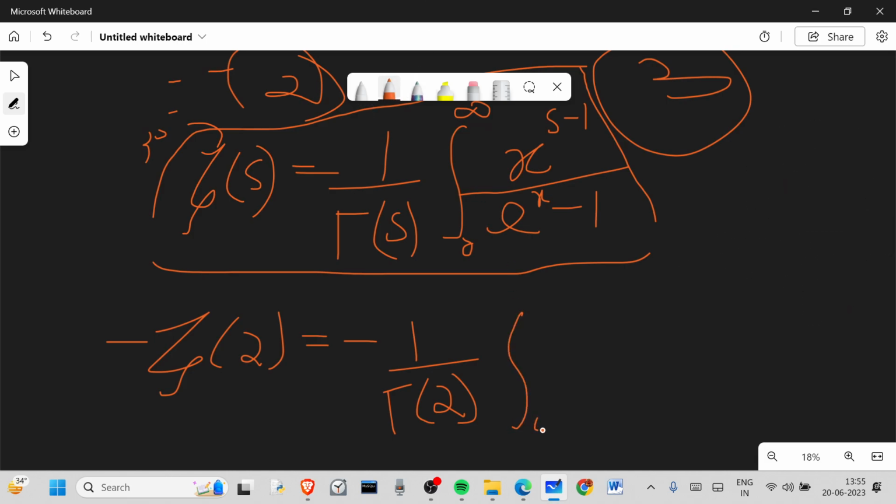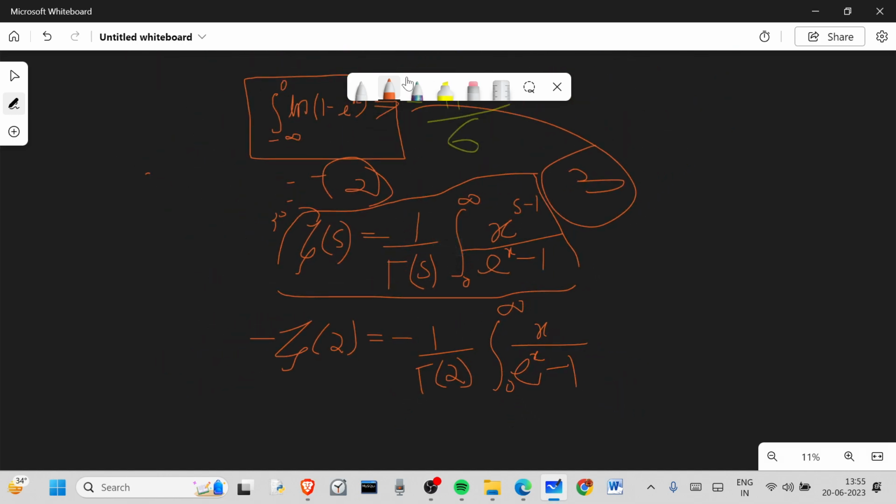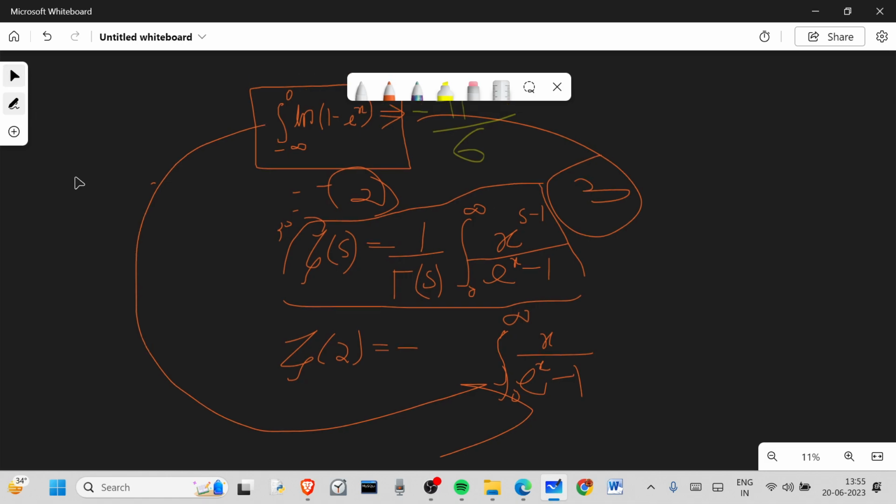So the integral 0 to infinity of x to the power s, where s is 2, by e to the power x minus 1. So if somehow I reduce this integral to this thing, then my work is over, because gamma 2 is fully this big thing. So what my objective is, is to bring this integral to this integral, and I'm going to do a magic.